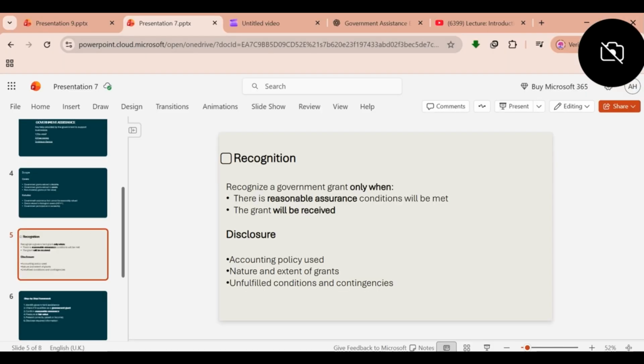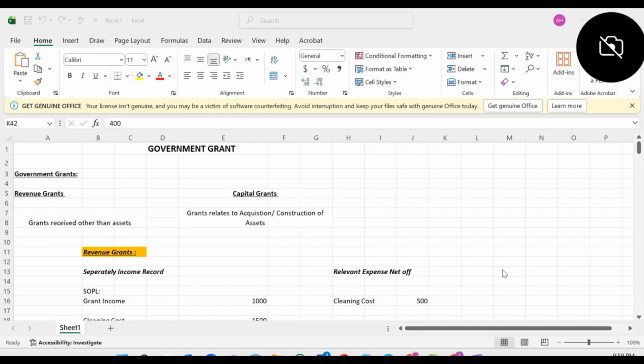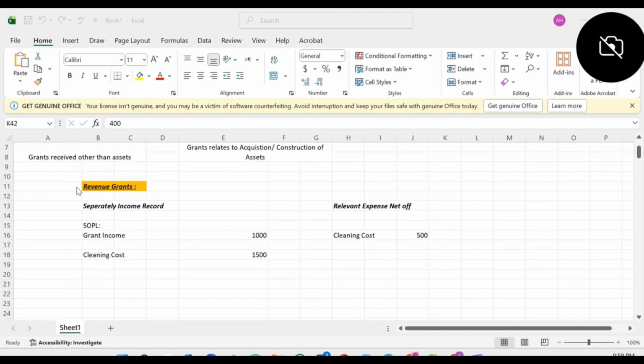Okay, now we have two types of grants, revenue grant and capital grant. A revenue grant is a grant received other than for assets, and a capital grant is a grant that relates to the acquisition and construction of assets. Okay, now first of all we have the revenue grant. In a revenue grant, we have two methods. One is the separate income recording method and the other is the relevant expense net-off method. In the separate income recording method, we will simply record the grant separately as income in the statement of profit and loss section.